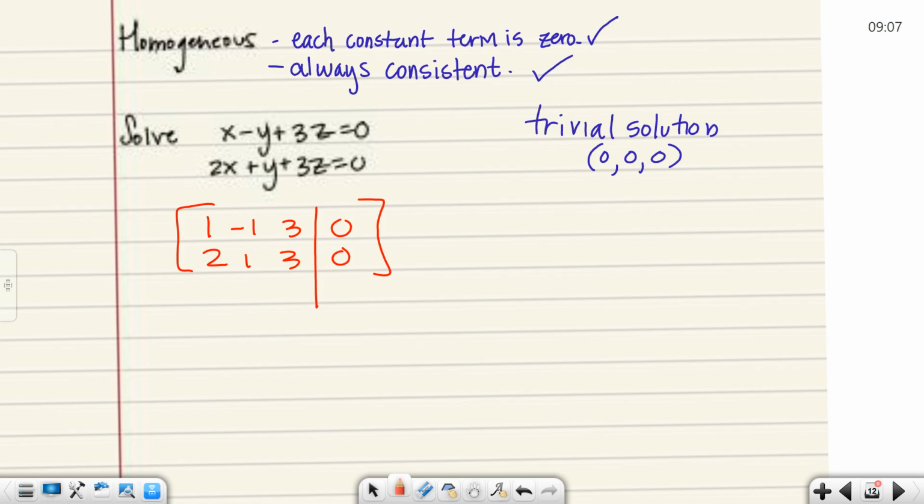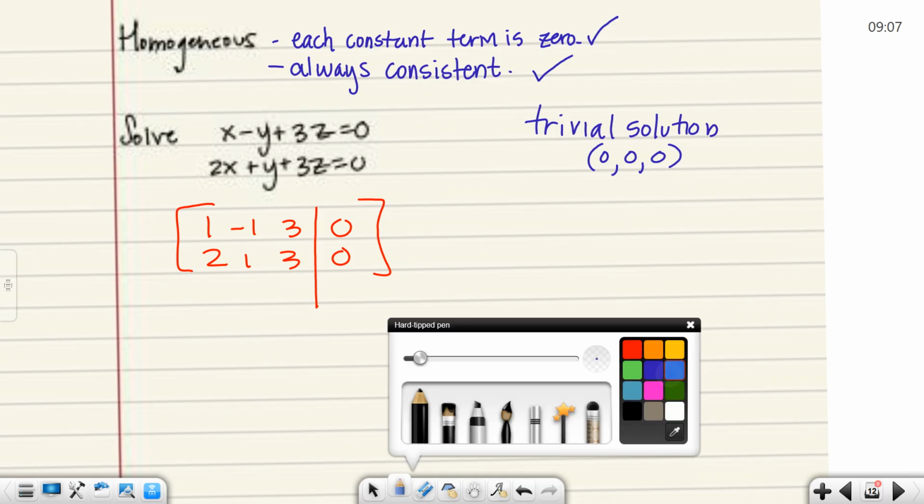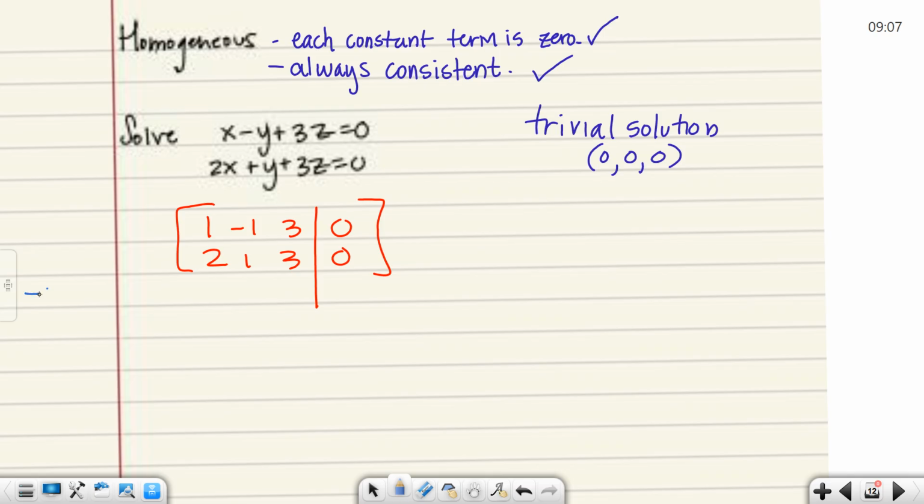All right, the first thing I'm going to do is get rid of this 2. So I'm going to say -2 row 1 plus row 2 is going to give me a new row 2. And that's going to be my new row 2.